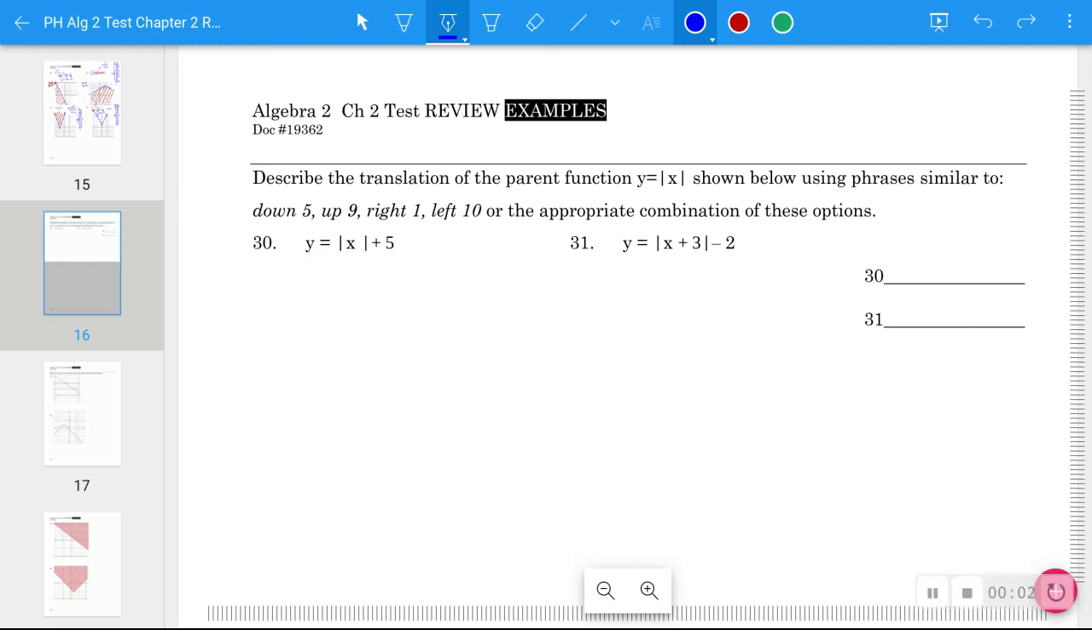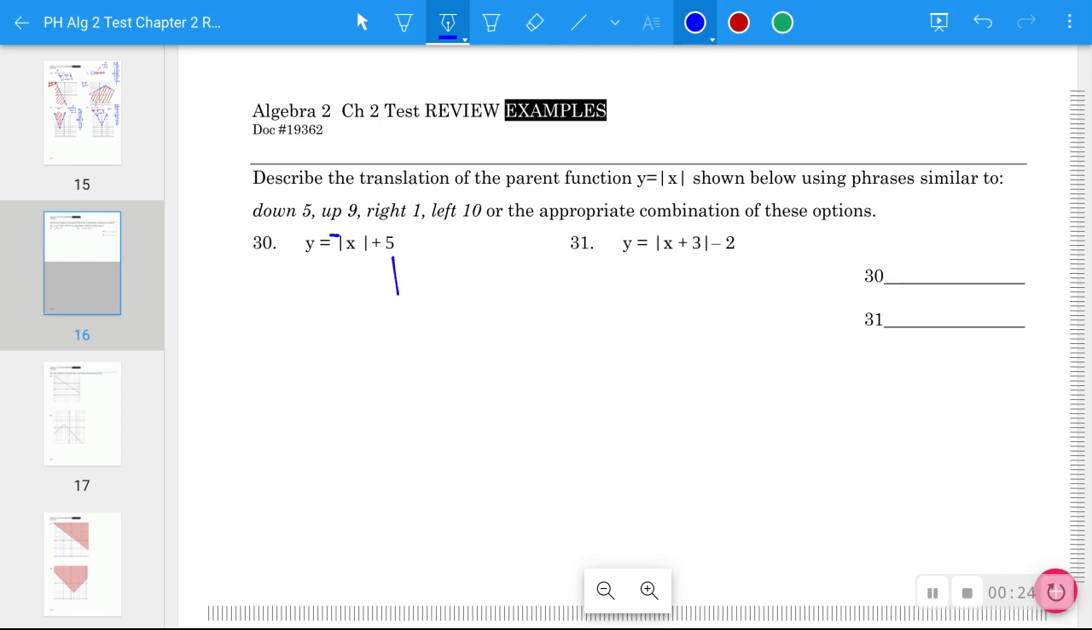Okay, we're on the Chapter 2 review for Algebra 2, and these are examples, problems 30 and 31 to start out here. And we're simply supposed to describe the translation that's happening here. So I'm actually going to change this problem. I'm going to put a negative in front there so you have more examples here.